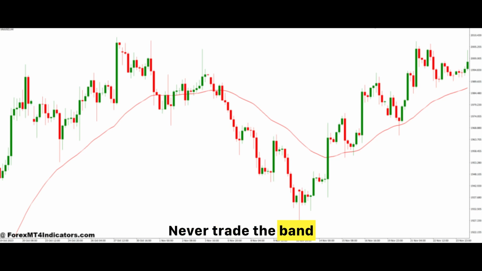Never trade the band touch alone. Confirm with RSI or MACD first. For buys, RSI above 50 or MACD curling up. For sells, RSI below 50 or MACD curling down. This one filter cuts out a ton of false signals.